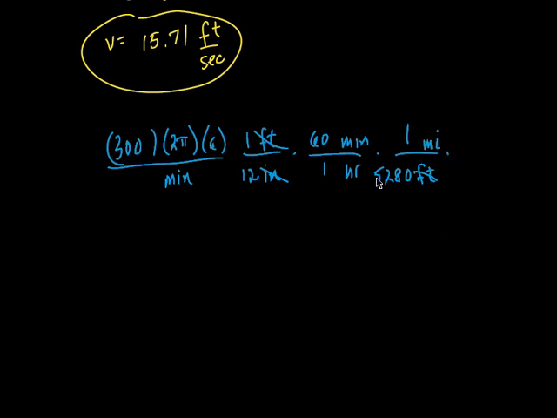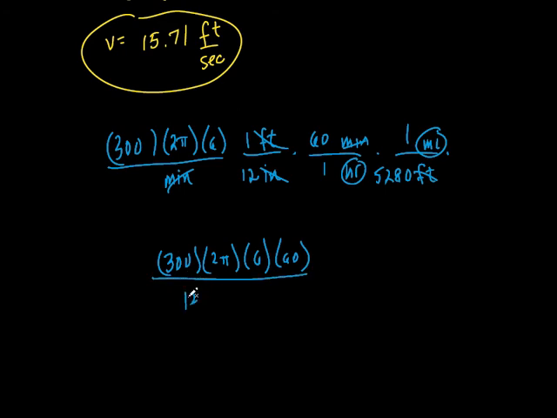So now we've changed it to what? And the minutes canceled, right? And now we've got miles per what? Per hour. So if I wanted to figure out how fast it's going in miles per hour, what would I do? I'd multiply all that stuff on the top. I've got 300. I've got 2 pi. I've got 6. And I've got 60. Okay, that's all on top. What's on the bottom? Well, I've got a 12 first, right? And then a 5,280.